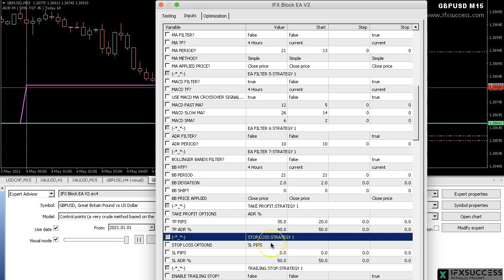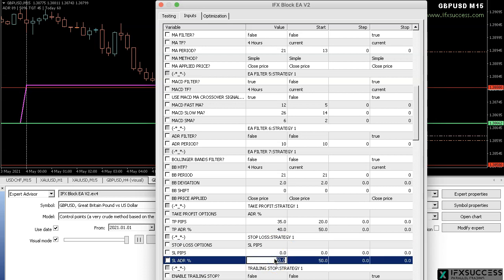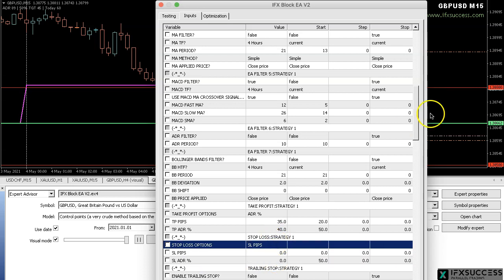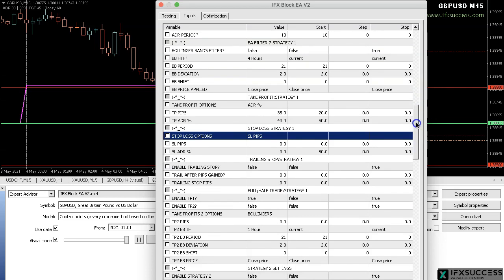So we could do that, or I can change this around a little bit more, 40%. And again, with the stop loss, it's almost the same thing, stop loss, ADR, or reversal block. So I'm going to have stop loss of 0, and everything is going to be 0. We're not going to put a stop loss in here just for this example. And then we also have trading stop. I mean, again, this is really complex. This was a really well thought out robot. Now, we can have trading stops if you want, and we also have full and half trade strategy.